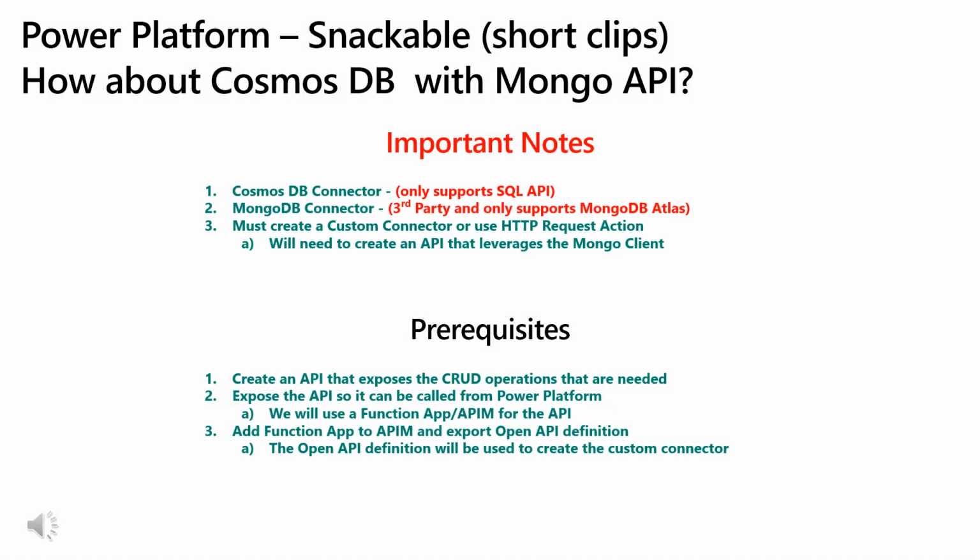What if I want to use a scenario that's requiring me to use the CosmosDB Mongo API? Can I use any of the connectors that ship with the product? So let me cover this. There are some important things that you need to be aware of.